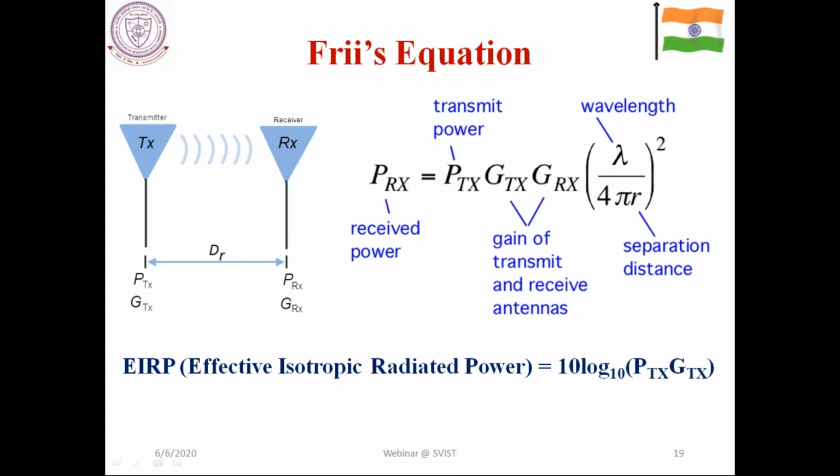And one of the very important quantities in antenna terminology is the effective isotropic radiated power, or EIRP. If you multiply PTX and GTX and take the logarithm, you get the value of EIRP in dB. So this is a very, very important one.